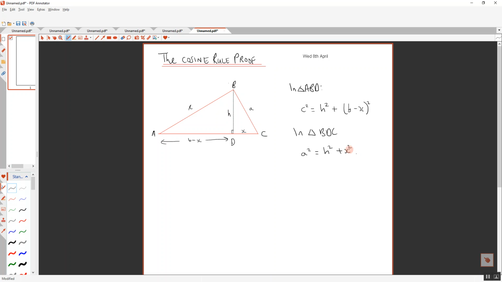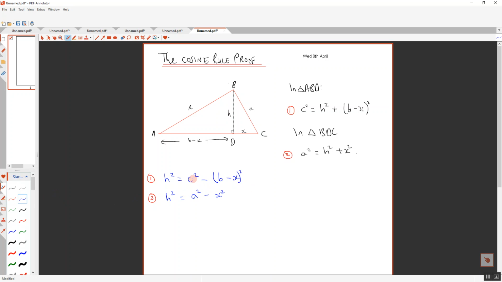Okay, so I'm going to rearrange both of these. In order to make this hopefully a little bit clearer, let's call this one 1 and this one 2. So equation 1, if I rearrange it for h squared, I can say that h squared is equal to c squared minus (b minus x) squared. And if I do the same for equation 2, rearranging for h squared, it is a squared minus x squared.